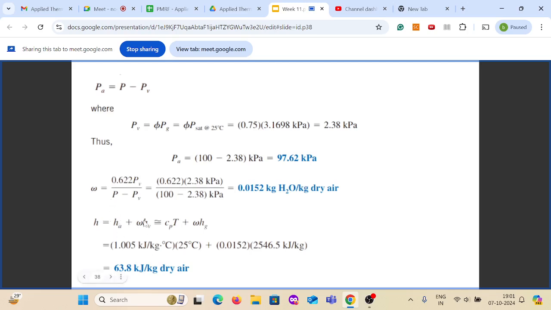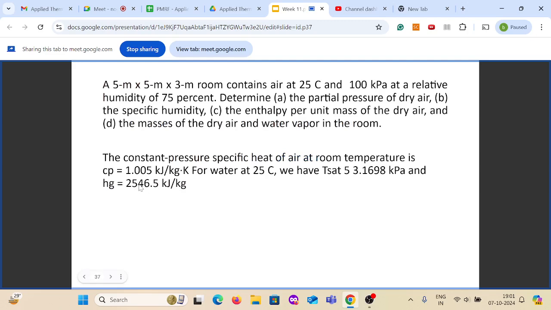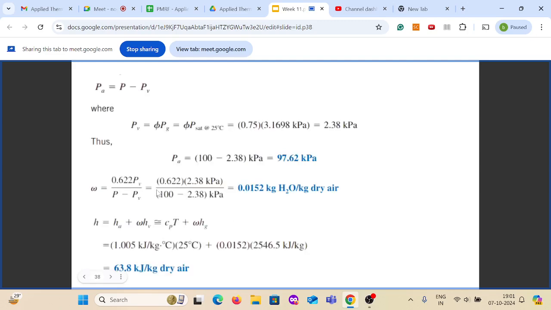And then enthalpy is enthalpy of air plus omega, the specific humidity, into enthalpy of water vapor. So enthalpy of air is Cpt, and omega into enthalpy of water vapor is given here, so you can straight away use that 2546.5, and then substituting it here gives you 63.8 kilojoule per kg of dry air.